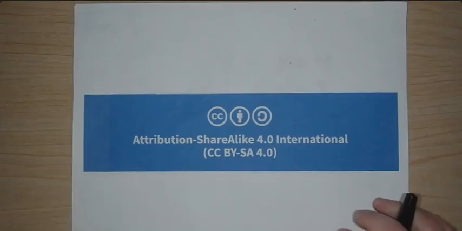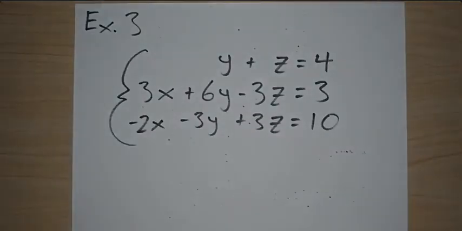This is example 3 of the Solving Linear System with Matrices lab. We have the following system: y plus z is equal to 4, 3x plus 6y minus 3z is equal to 3, and negative 2x minus 3y plus 3z is equal to 10. We want to solve this system using matrices.